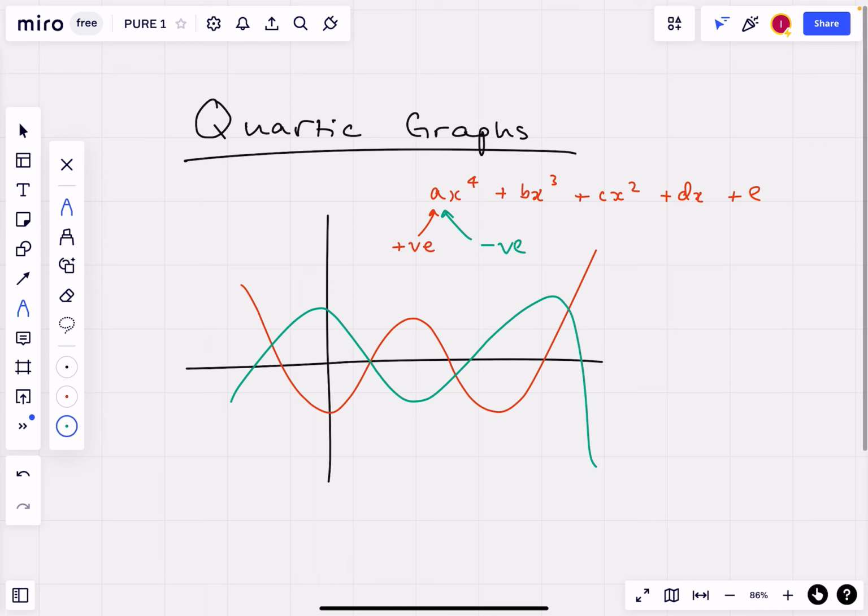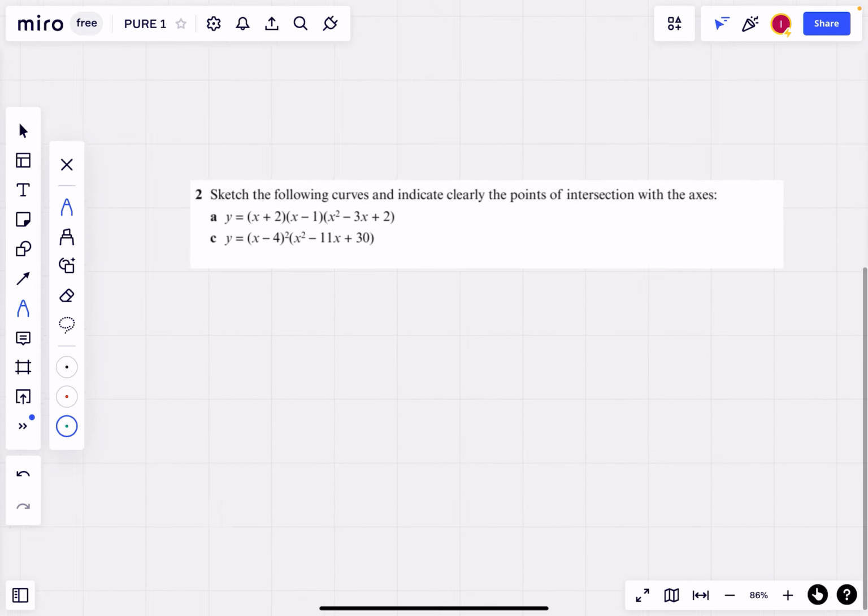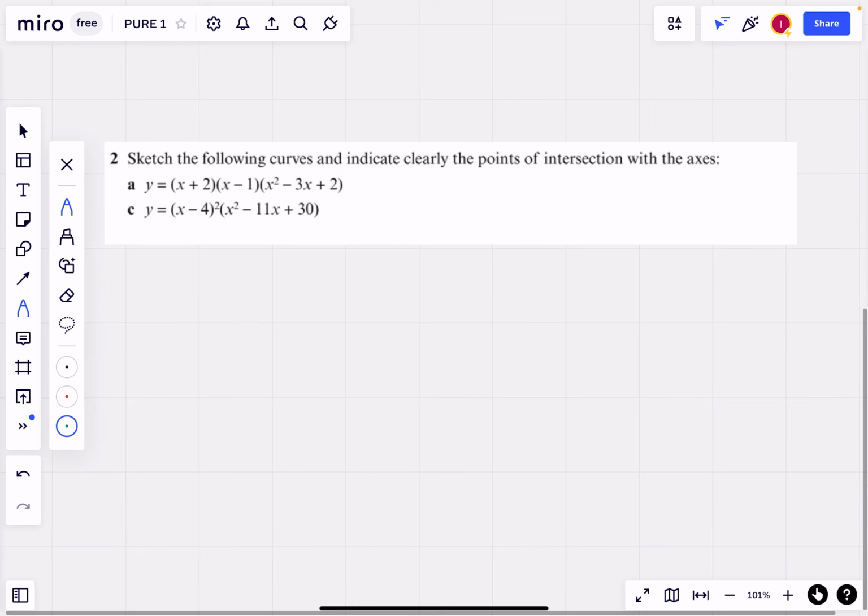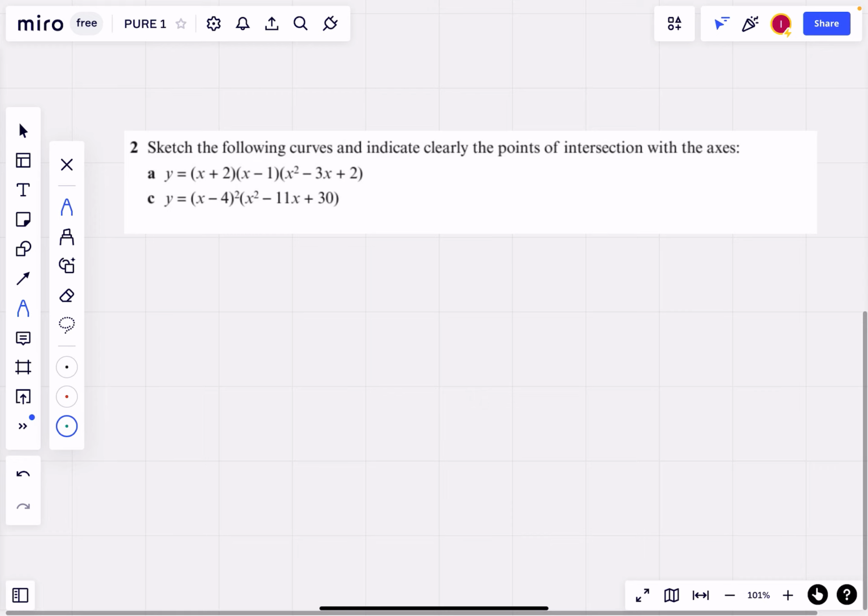That's it. Now, if you haven't already, I would suggest watching the video on cubic graphs, because that's going to explain how you go about answering these questions. If you have watched it already, or you just want to give these a go, try question 2A and 2C, and then I will go through it with you.